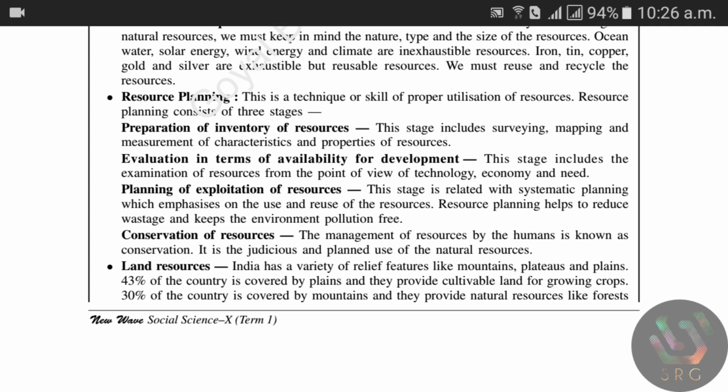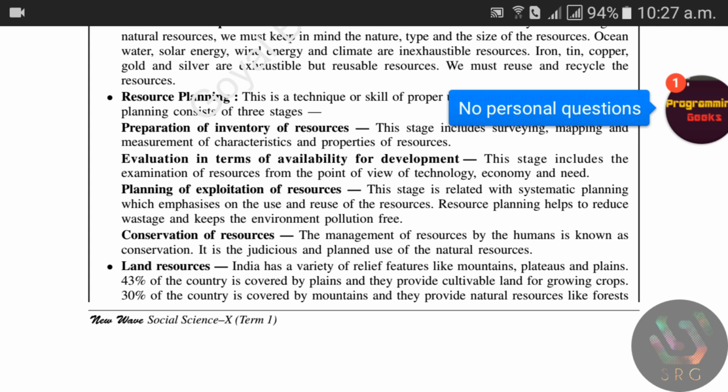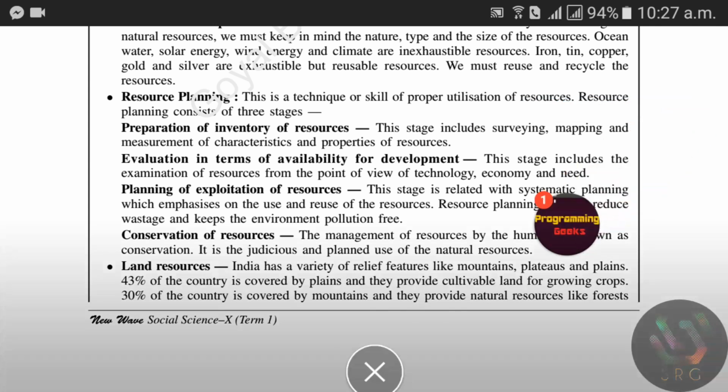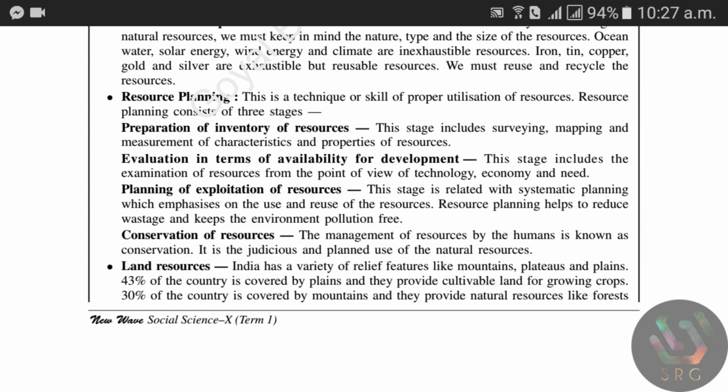Resource planning consists of three stages: preparation of inventory of resources, evaluation in terms of ability for development, planning for exploitation of resources, and conservation of resources. Starting off with preparation of the inventory of resources.